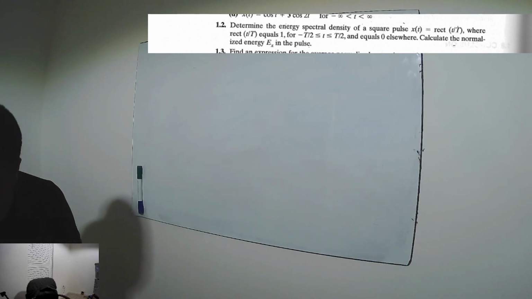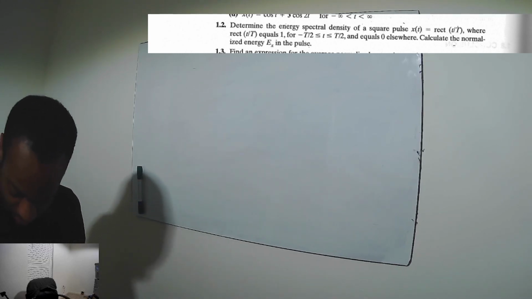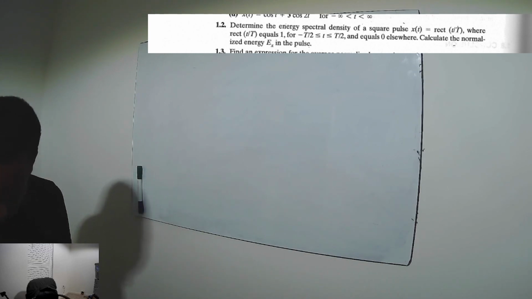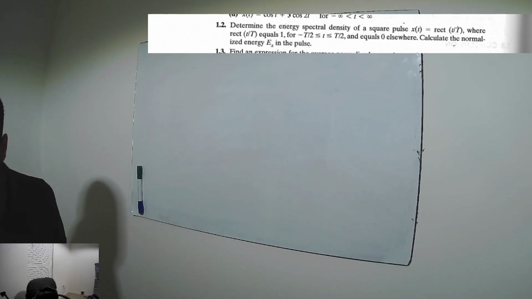So problem 1.2d says: determine the energy spectral density of a square pulse x(t) = rect(t/T), where rect(t/T) equals 1 for t between -T/2 and T/2, and equals 0 else. So we calculate the normalized energy E_x in the pulse.